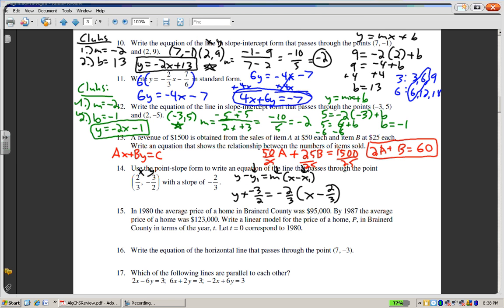I'm going to keep, change here because I don't like this double negative, but otherwise this is correct. That's my point-slope form. The reason they call it point-slope is because you can see the point and the slope. So that's my point-slope form.